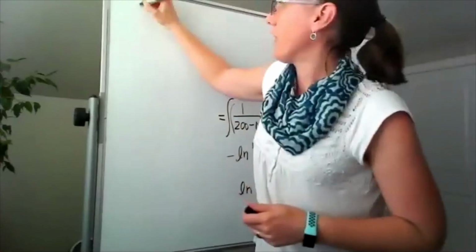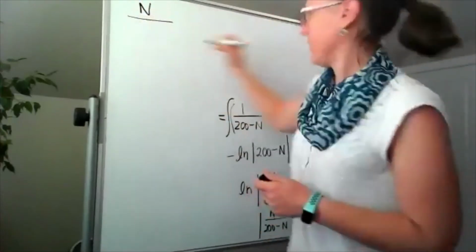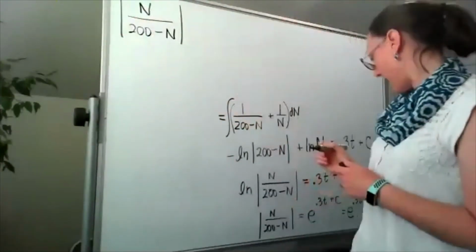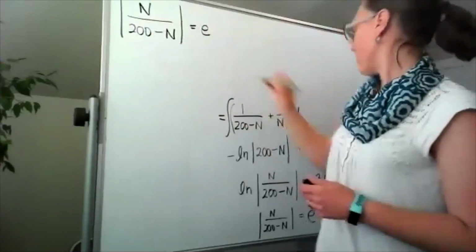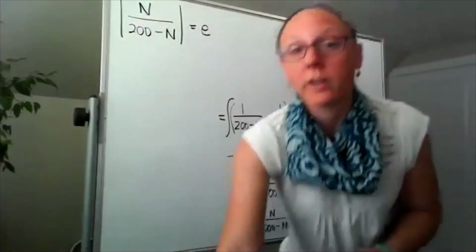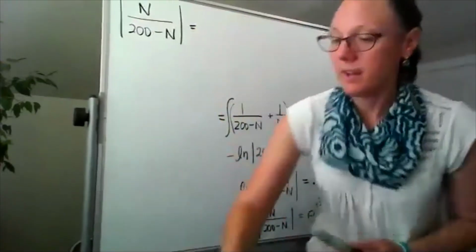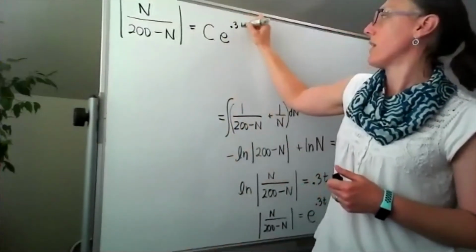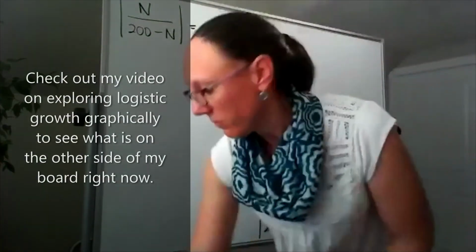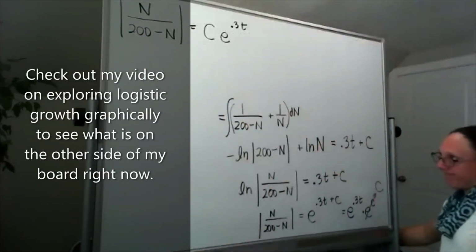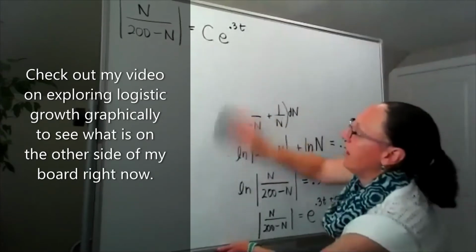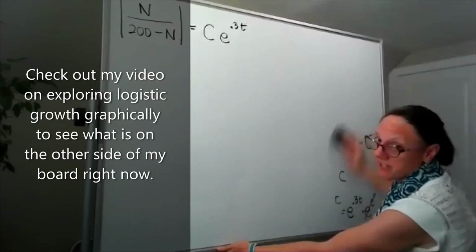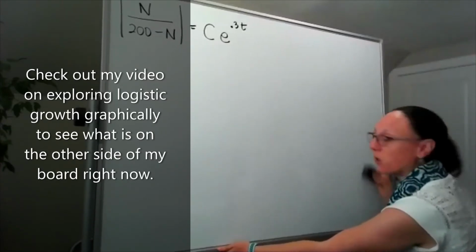Okay, we're looking at n over 200 minus n, all inside of our absolute value, is equal to, oops, we're going to use that trick and have our c e to the 0.3t. I've been really careful to keep that part on the left inside of the absolute value this whole time.